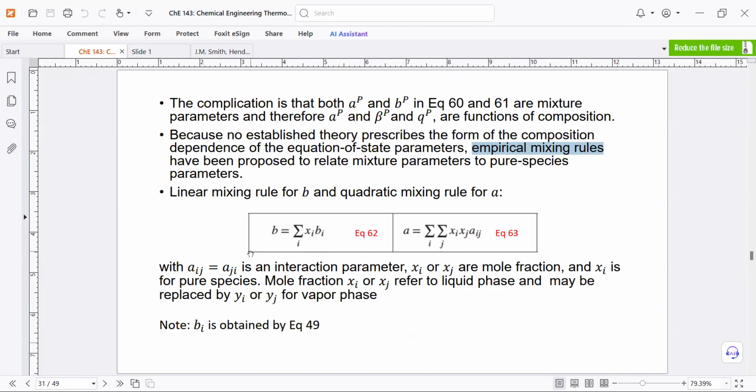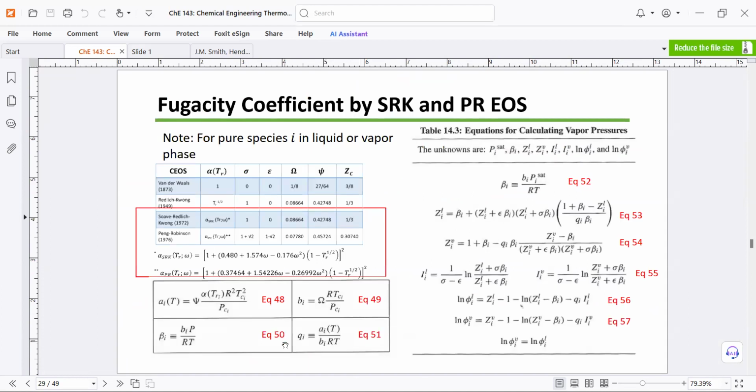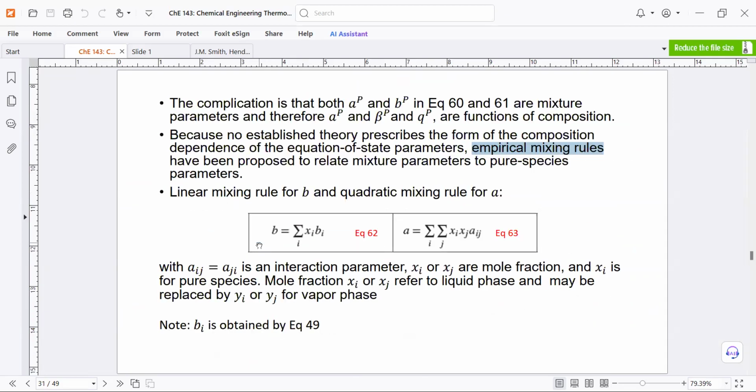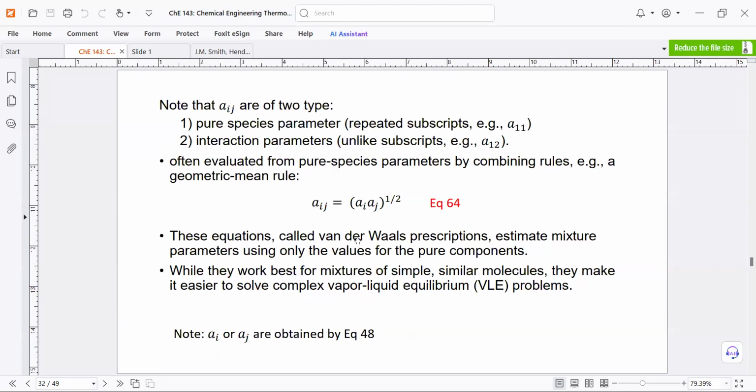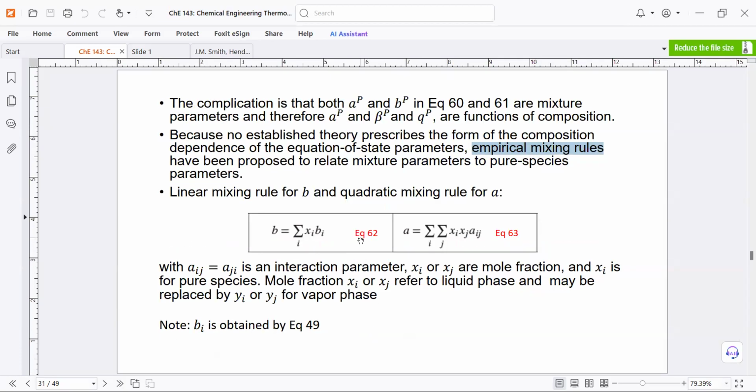And how do we calculate again for B and A? We use equations 48 and 49 on the slides to calculate for B and A. So therefore, you need to get the critical parameters, critical temperature and critical pressure, from appendix B. And then you can calculate for the pure species A and B and use that to calculate for the mixture parameters A and B. Okay, so the first thing is to calculate the pure species A and B before you can calculate for the mixture A and B.